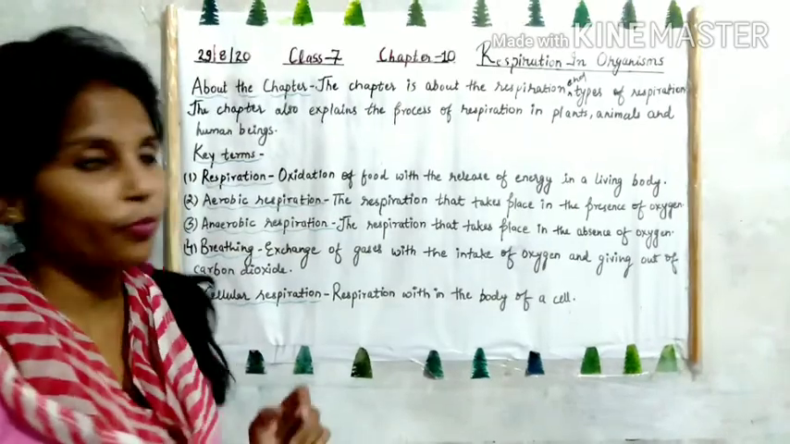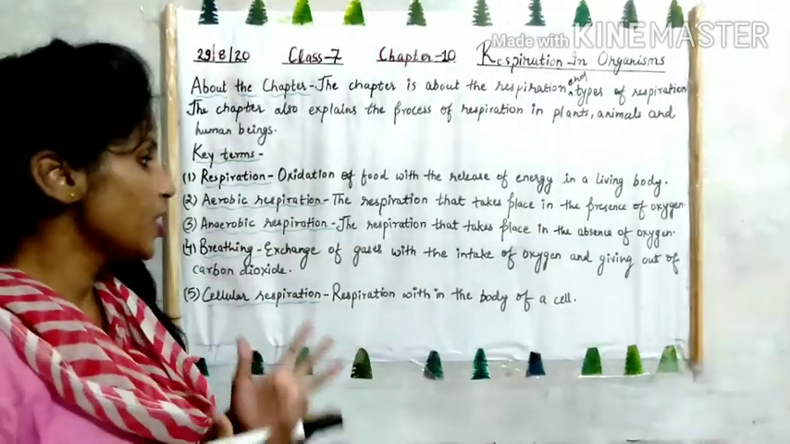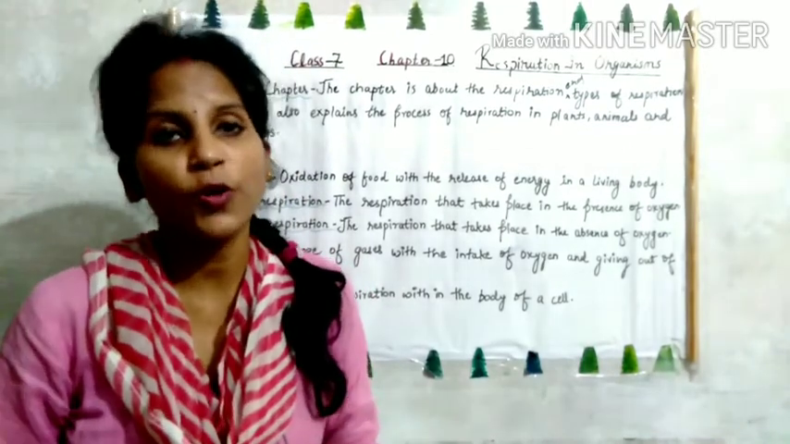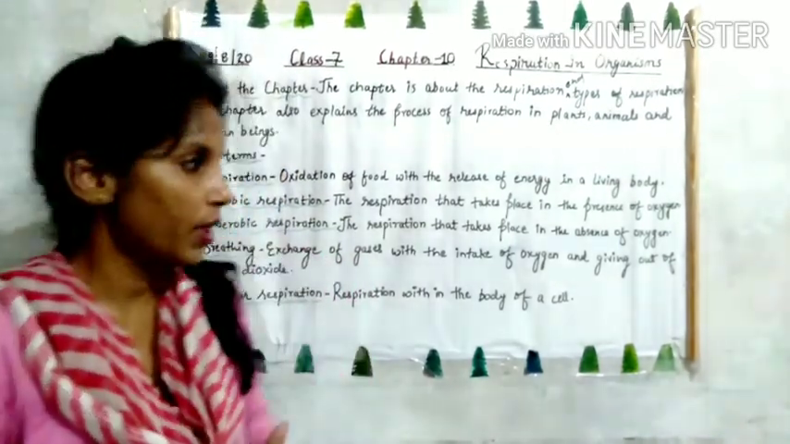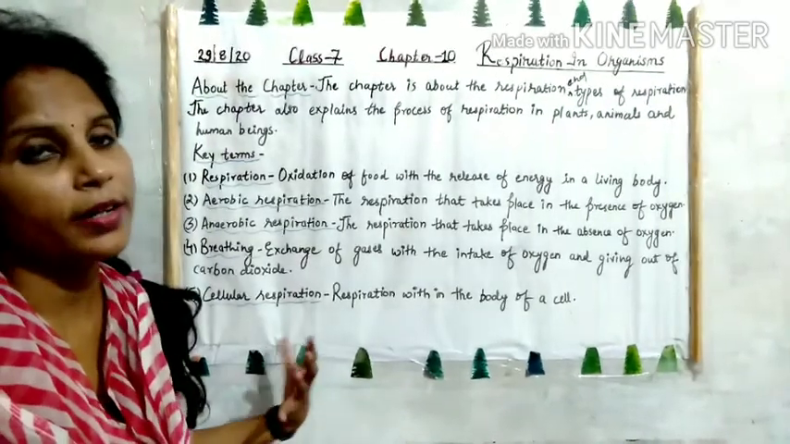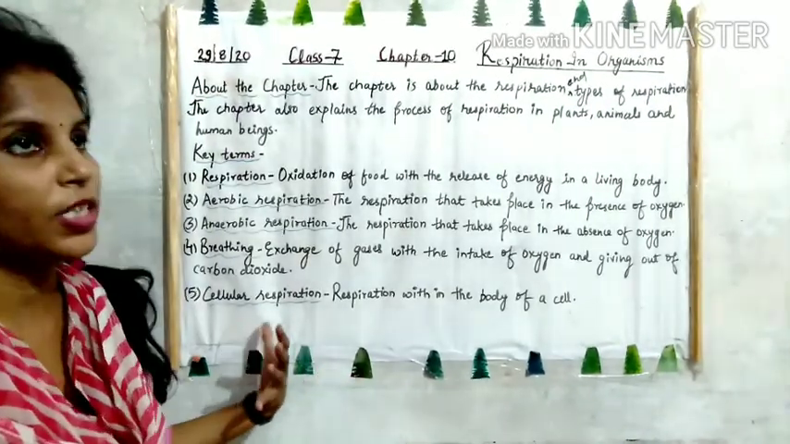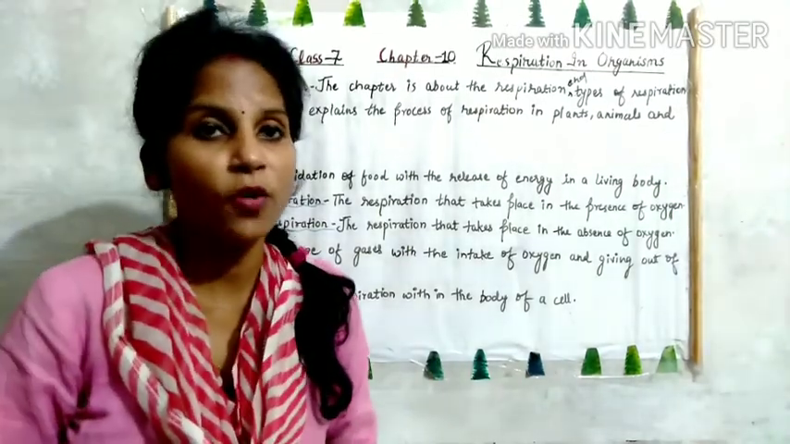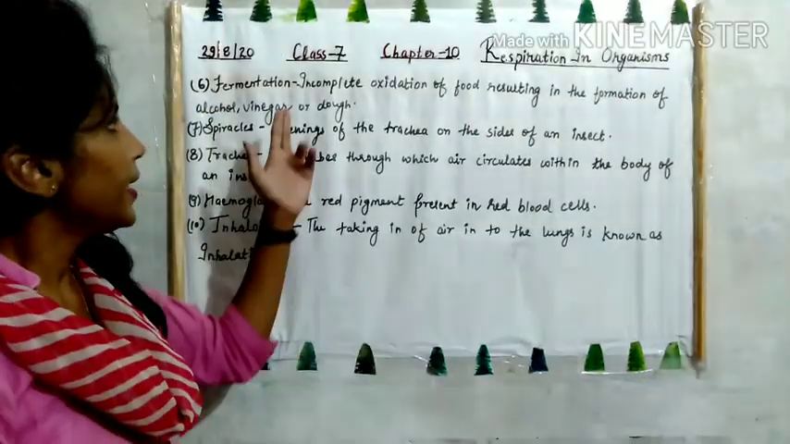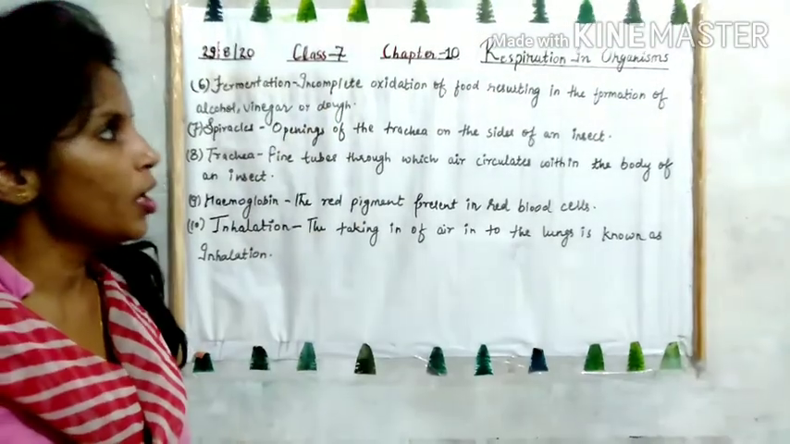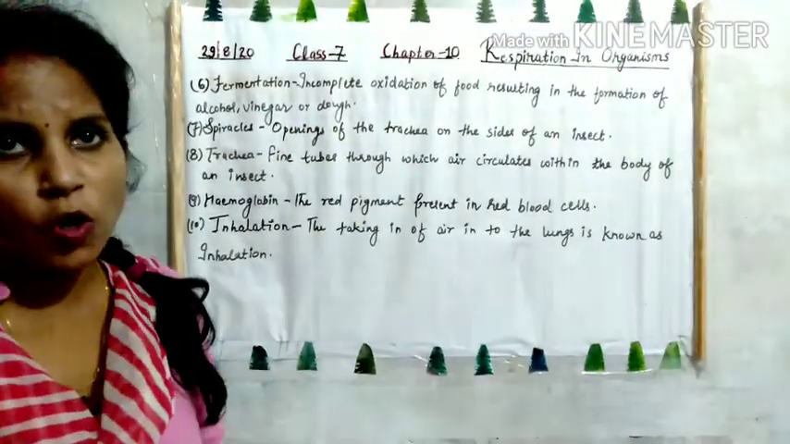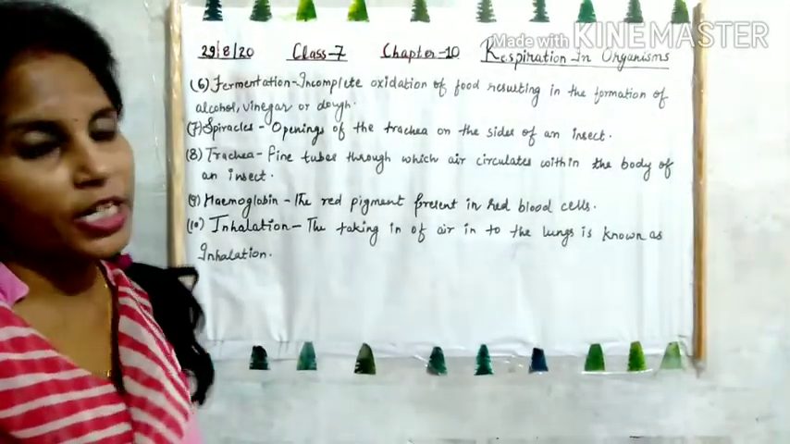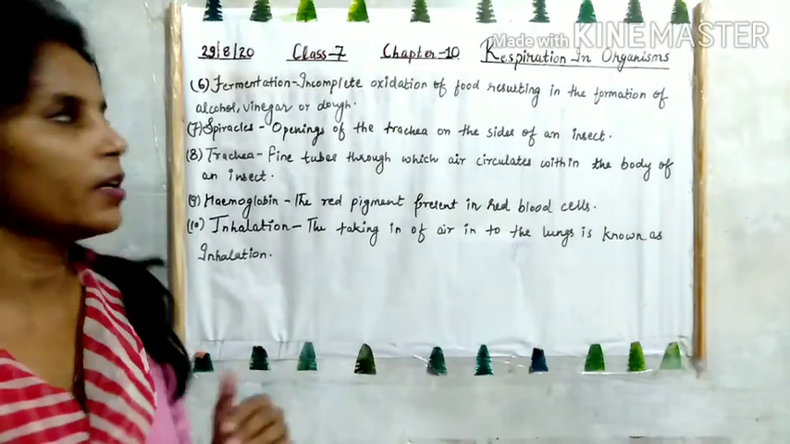Okay. Now breathing. What is breathing? The exchange of gases with the intake of oxygen and giving out of carbon dioxide. Okay. Then the next one is cellular respiration. Cellular means related to cell. So the respiration that occurs within the body of the cell. Fermentation. It is incomplete oxidation of food resulting in the formation of alcohol, vinegar or dough. Okay. So fermentation usually occurs in anaerobic respiration.